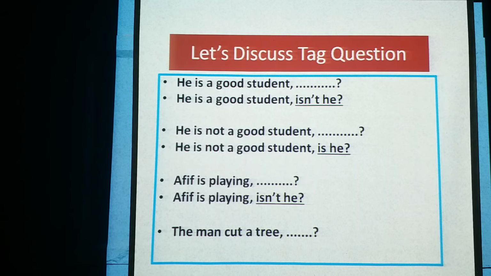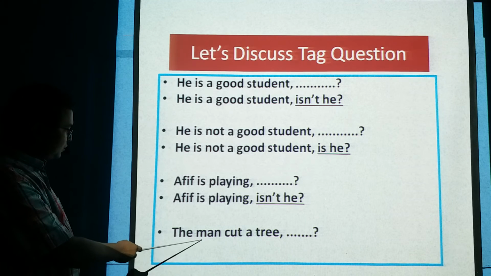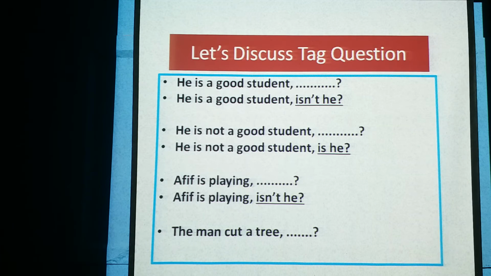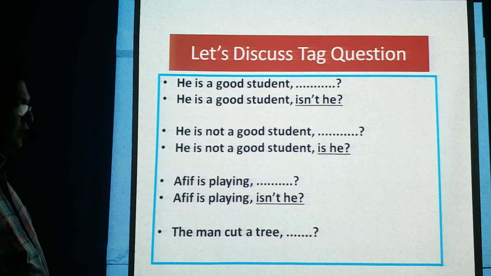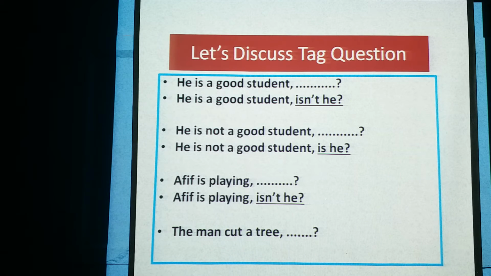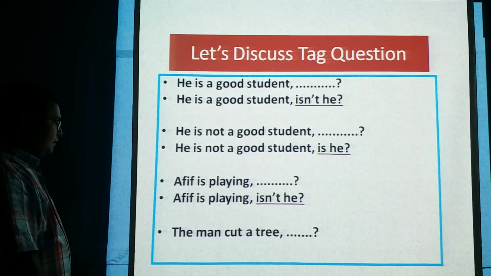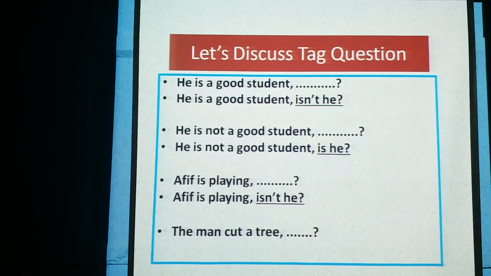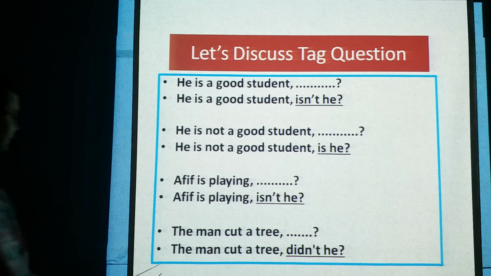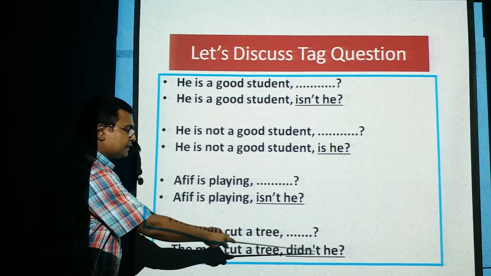If we don't get any auxiliary verb in this statement, we have to use auxiliary verb according to tense. So, which auxiliary verb will come, dear students? Here it is past indefinite tense. So, auxiliary verb will be did. Of course, did. And there is no not. So, not will be added with did in contracted form. So, it will be didn't. And the man is noun. Okay. And pronoun will be used for this one. So, what is the pronoun of the man? He. So, the tag question will be what? Didn't he? Look, in this way you will write. The man cut a tree, comma, didn't he?